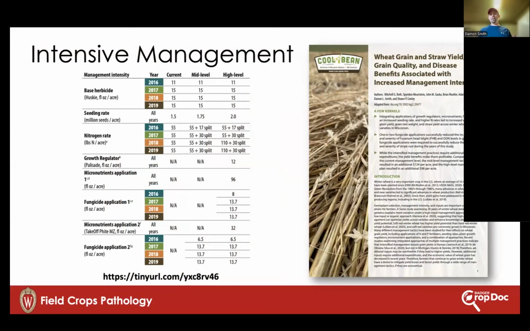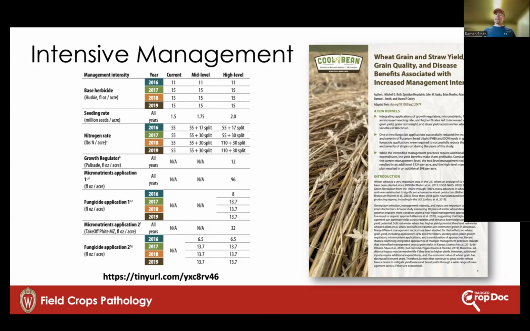I've shown this data before. I'll just remind you that this is out there, and I would encourage you to go back and look at this. This was some work that Sean and I did with a postdoc a few years ago, where we looked at just the regular old management that we would do with wheat, typical here in Wisconsin, where we might ramp that up to what we call a mid-level and then high level. And really the difference between the mid-level and high level are some micronutrient packages, as well as a 1 versus 2 fungicide application strategy.